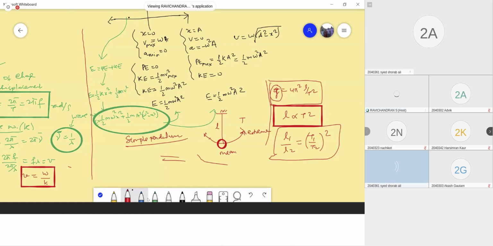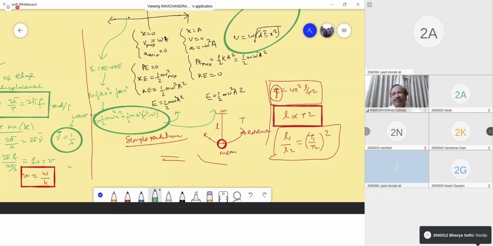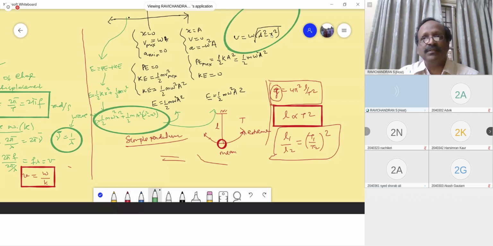Correct? Sir, if it is in the mean position, then x will be 0. In the mean position, x becomes 0. The square root of a square is a. So omega a. Okay, sir.